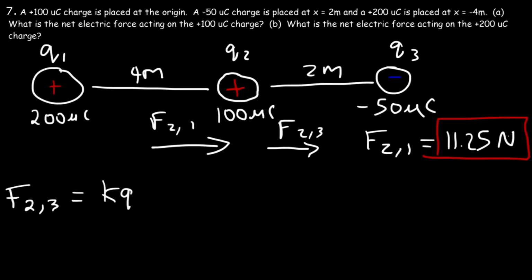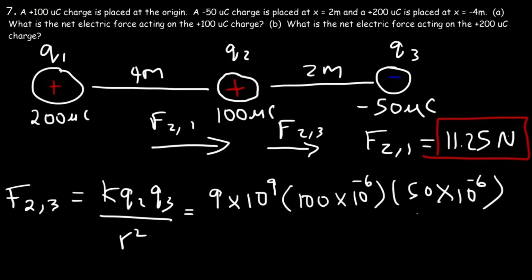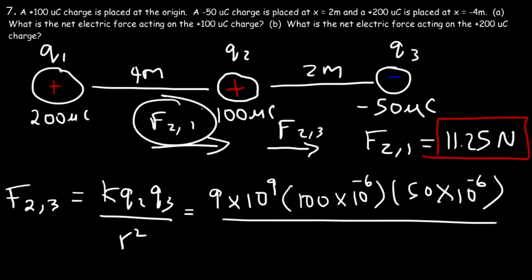So that's going to be K Q2 times Q3 over R squared. K is a constant. It's not going to change. It's 9 times 10 to the 9. Q2 is 100 times 10 to the minus 6. And Q3 is 50 times 10 to the negative 6. Don't worry about the negative sign. These two forces are positive because they're both directed along the positive x direction. So you can adjust the sign based on the direction of the force.